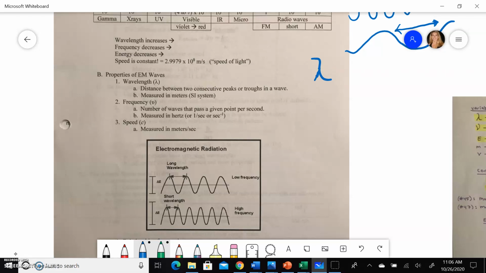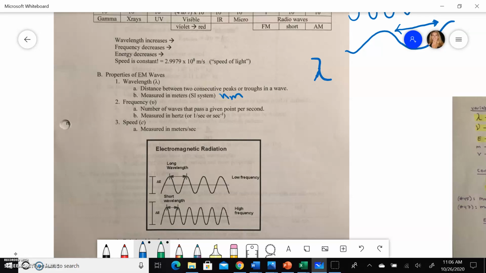And like I said, it's the distance between two peaks, and it's going to be any unit of length, just like how if you're measuring the length of your table, you would do meters or centimeters or millimeters or some unit of meters. And so usually it's going to be meters. It also could be nanometers because some of these are so small that we use smaller units for them.